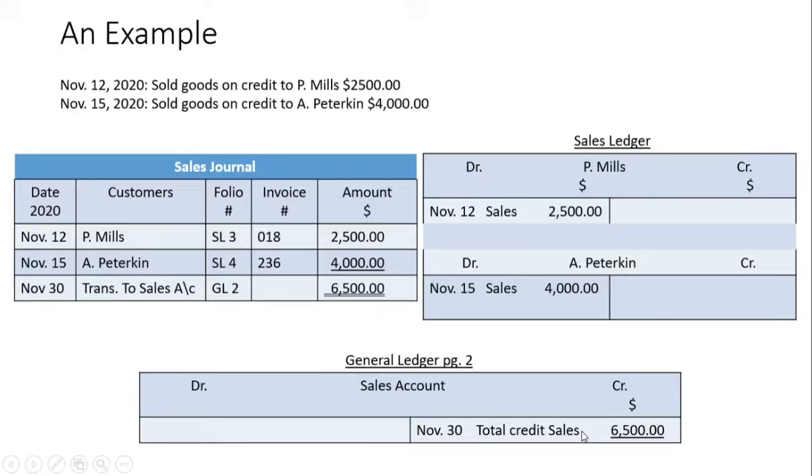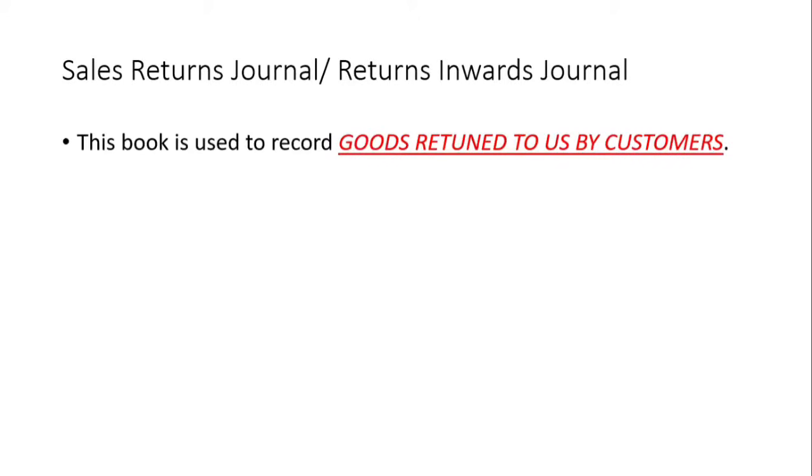Similarly, sometimes when we buy goods, the goods may be defective, or maybe the wrong color, or maybe the wrong amount, and we have to send it back to our suppliers. So our customers sometimes may send back goods to us for similar reasons. So we need to record this information in the sales returns journal, or the returns inward journal. So this book is used to record goods returned to us by customers.